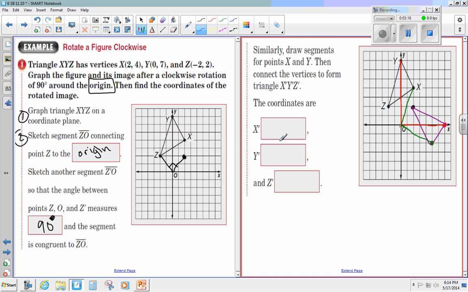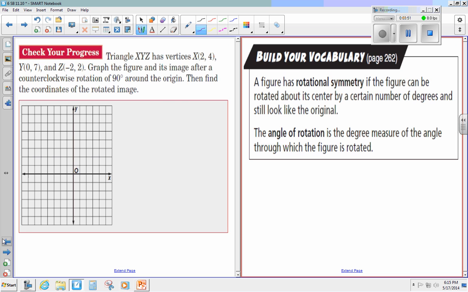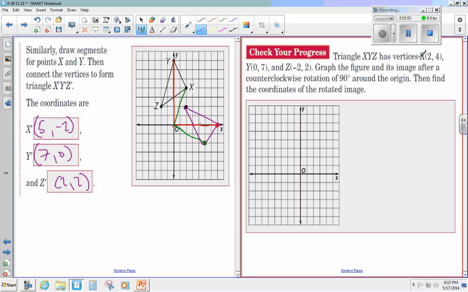That means my coordinates are, for x, 1, 2, 3, 4, 5, -2. Y is 1, 2, 3, 4, 5, 6, 7. And z I have as 2, 2. The nice part about this is really we're rotating it, but as long as we do the process right, our points might be estimated. So triangle XYZ has these points.